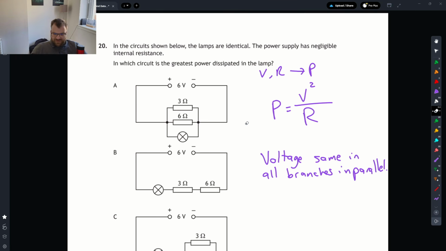First, starting with the voltage, we're thinking about parallel versus series. In parallel, all the branches will have the same voltage, the same as the supply, whereas if there's any series, it will split.